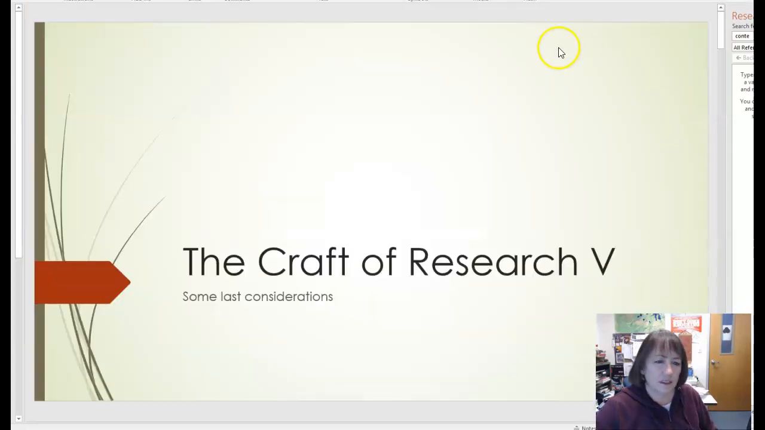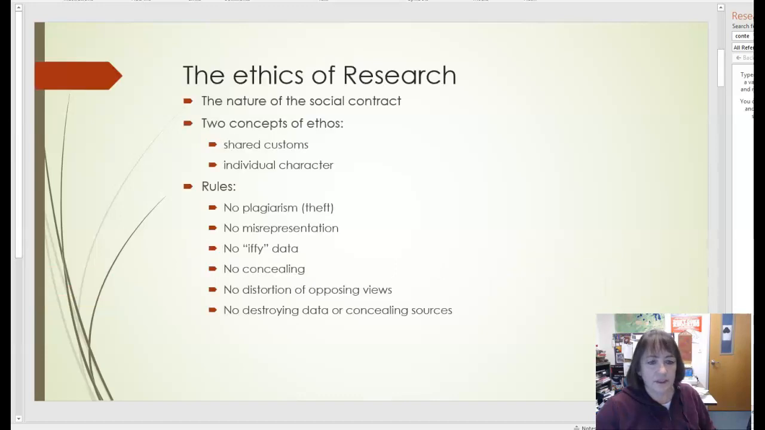So my material today for my presentation follows the book very, very closely. The Craft of Research Part 5 is divided into three parts: the ethical consideration of research, a postscript for teachers, and then an appendix that talks about doing research.